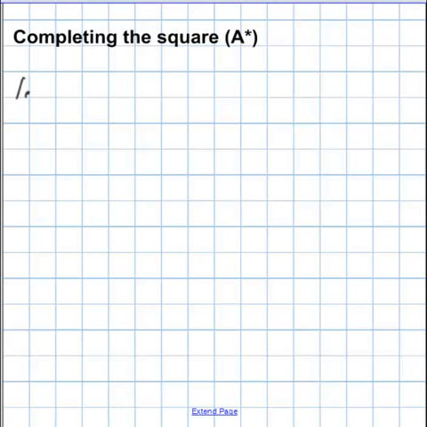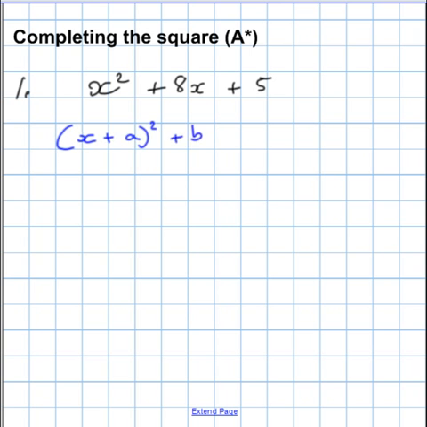In this very brief video, I'm going to be looking at completing the square. Here's an algebraic expression, x squared plus 8x plus 5. I'm going to write it in the form (x plus a) all squared plus b, sometimes also known as completing the square. And the way I do it is as follows.